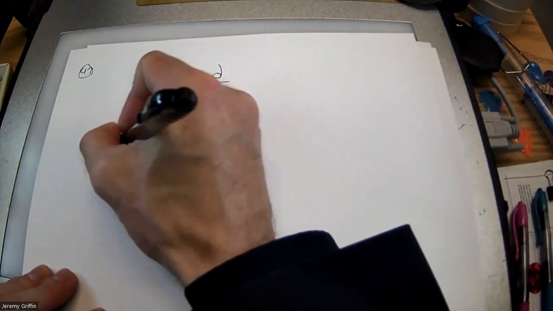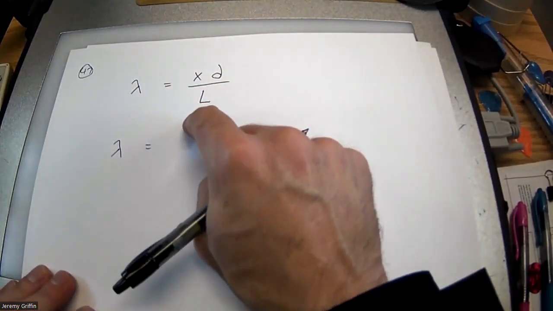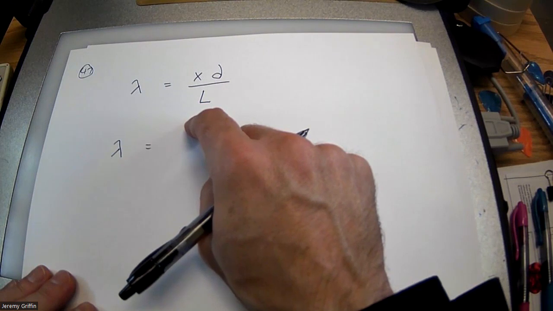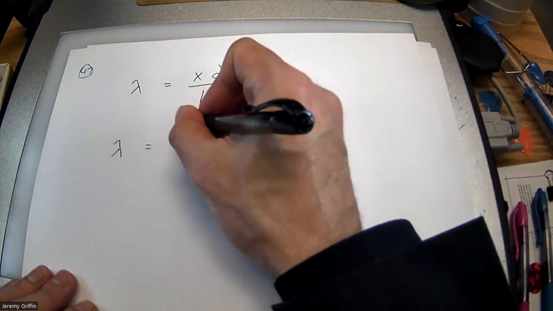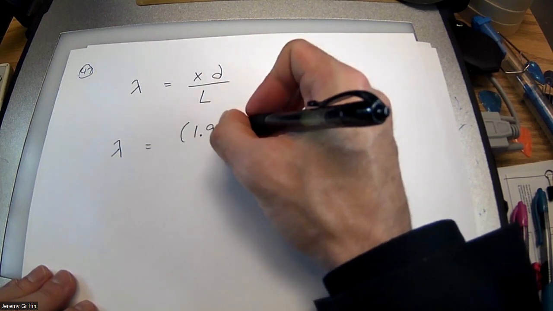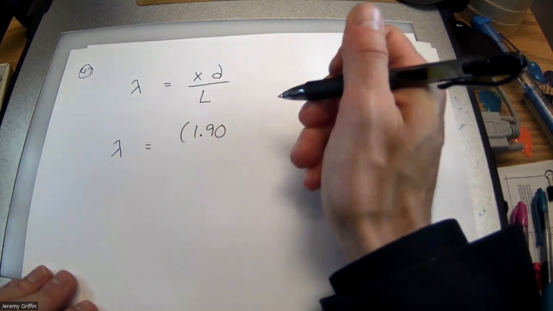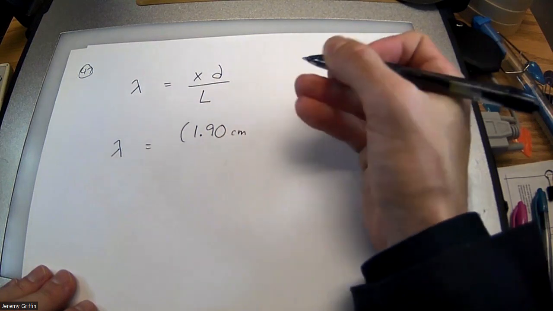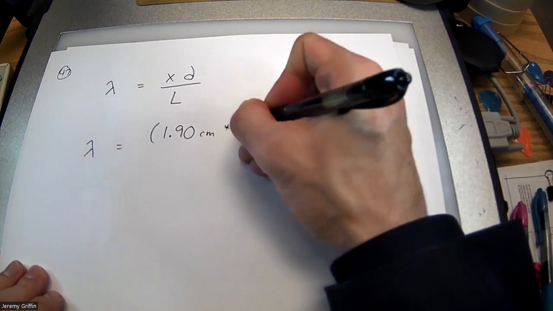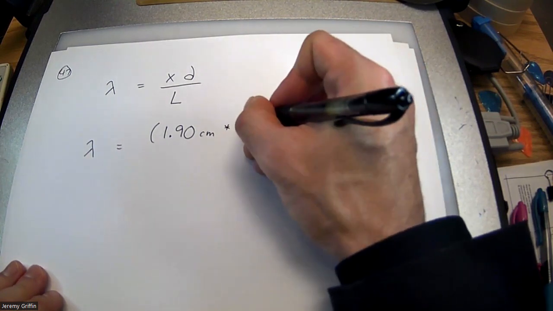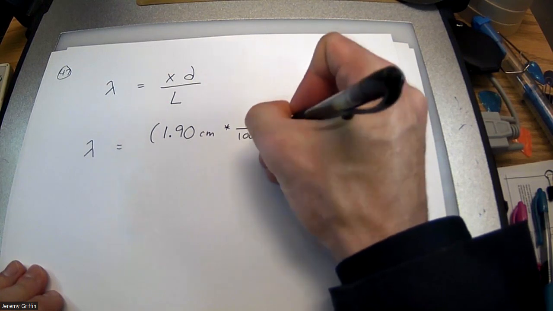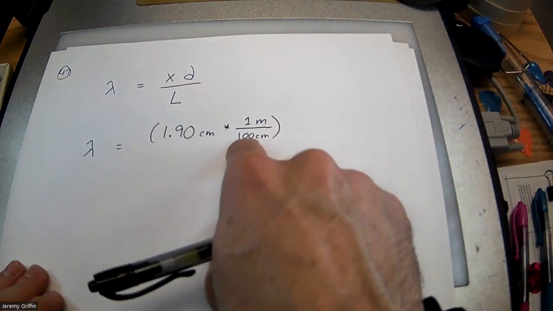So the wavelength is, let's see, x was given as 1.9 centimeters. I want to be careful with this because I have to convert to meters. I could either say times 10 to the minus 2 to turn it to meters, as I did earlier in class, or I could say 1 meter is 100 centimeters, a little dimensional analysis type thought.